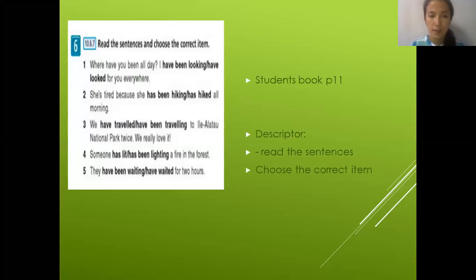Let's do this exercise. Read the sentences and choose the correct item. From Student's Book, page 11. Descriptor: read the sentences, choose the correct item. Where have you been all day? I have been looking, or I have looked for you everywhere. Let's do this exercise.